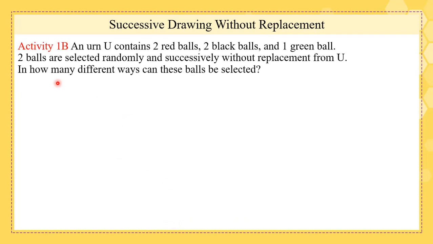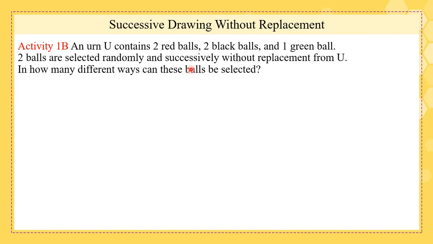Let's continue with activity 1B. An urn U contains 2 red balls, 2 black balls, and 1 green ball. 2 balls are selected randomly and successively without replacement from U. In how many different ways can these balls be selected?